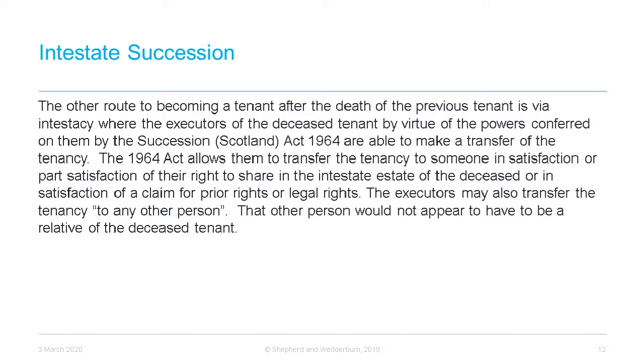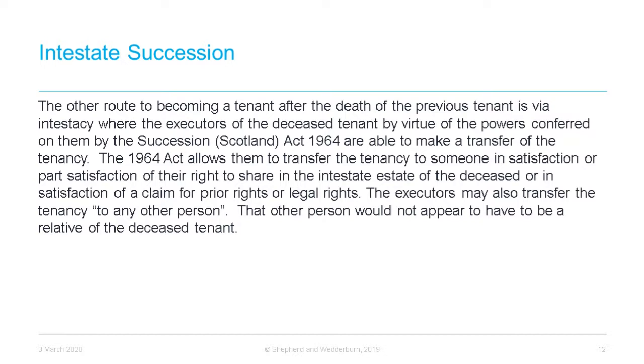Put very simply, when someone dies without a will, rules apply with regard to how their estate is to be distributed. Normally it's the spouses and then children and grandchildren. In the absence of surviving spouses, children and grandchildren, then it's possible for siblings to inherit. In the absence of surviving siblings but who have left children, it's then possible for cousins to inherit. However, even if there is no one at all within that category, the executors may also transfer the tenancy to any other person. Now that's extremely significant, because that other person would not appear to have to be a relative of any sort of the deceased tenant. So not a near relative or a relative in that wider category of people that I've already described.